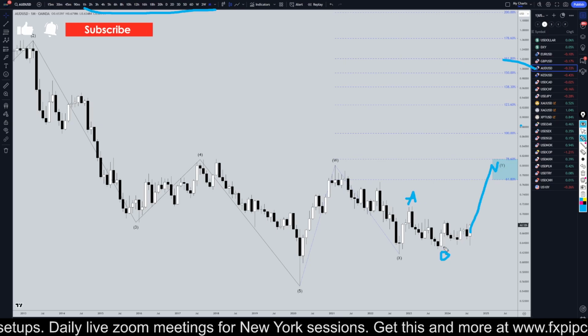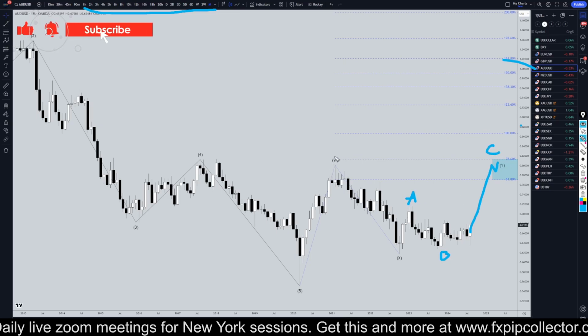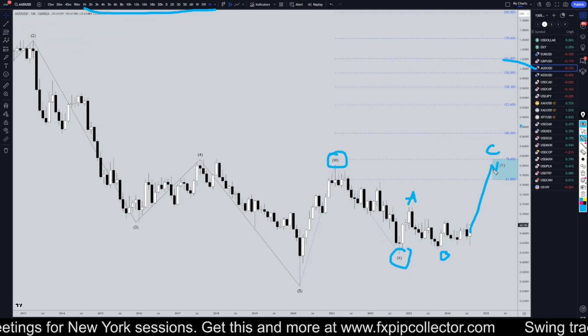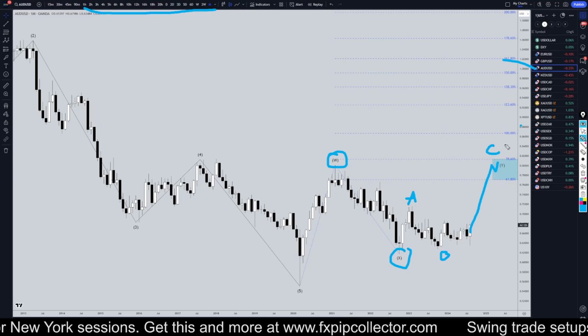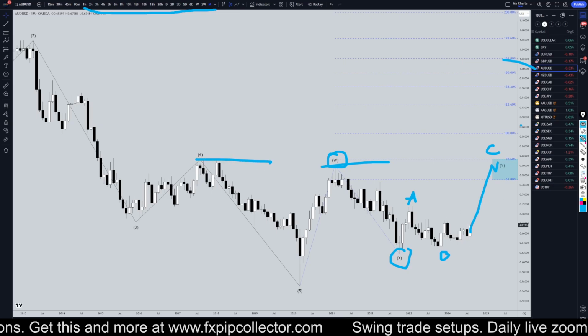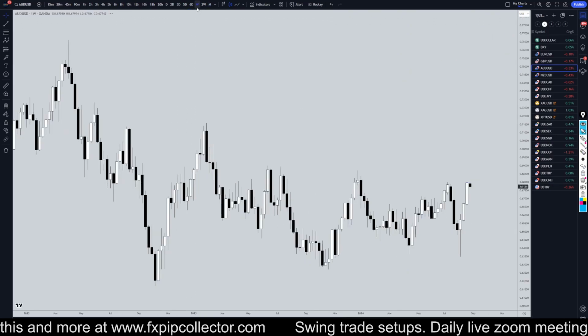I think this is an ABC of Y, just like the wave W has three waves and the wave X has three waves. The wave Y should have an ABC three-wave pattern, which most likely will take out the previous highs. So let's head down to the weekly time frame.